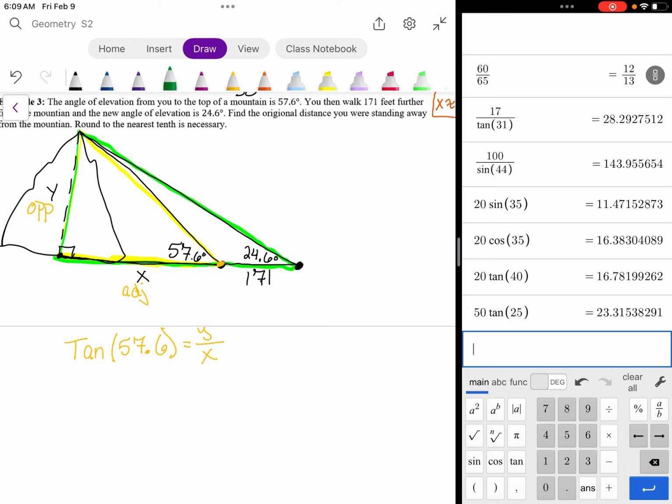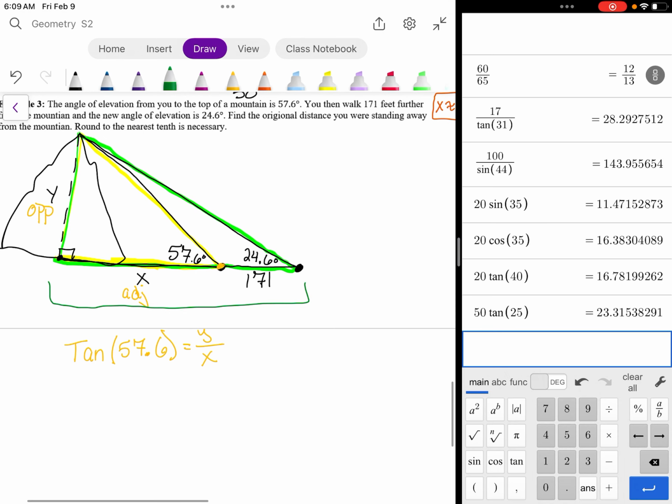Then we're going to look at our second triangle, the green one, the larger one on the outside. We're going to set up another function with that one. And in this one, we are still using opposite and adjacent, but you want to make sure that the adjacent is going to be x plus 171 because it has to be that full length of the adjacent side. And that tells us that the tangent of 24.6 is equal to y over x plus 171.